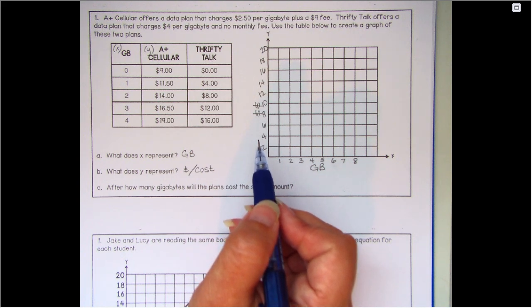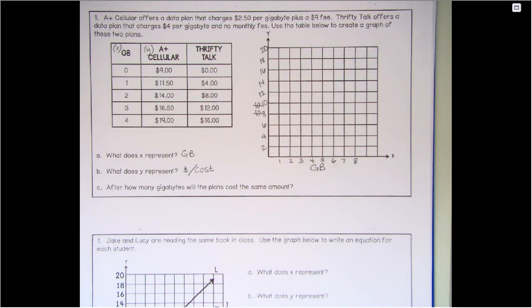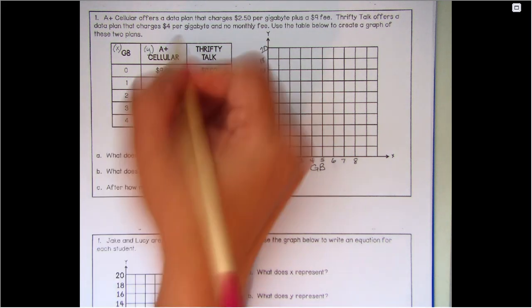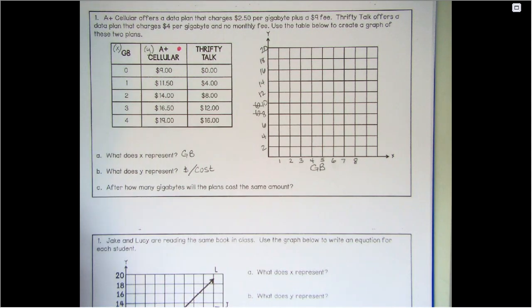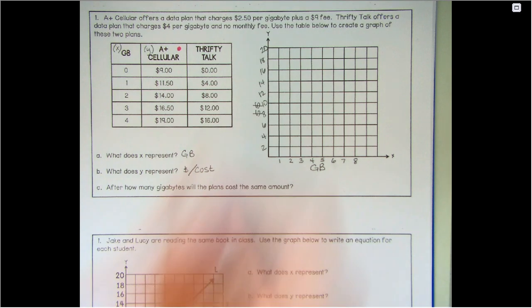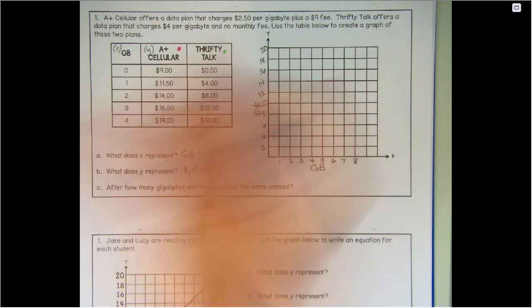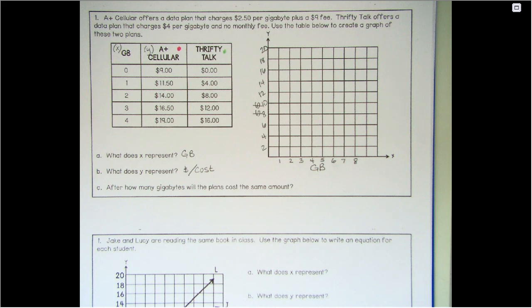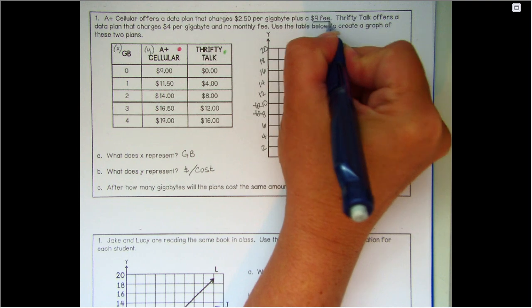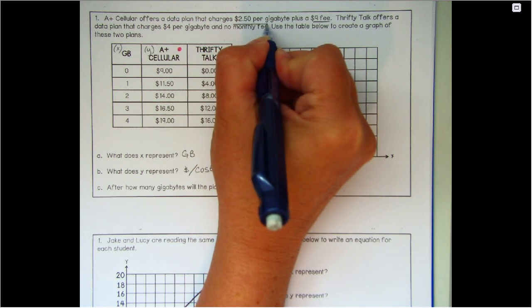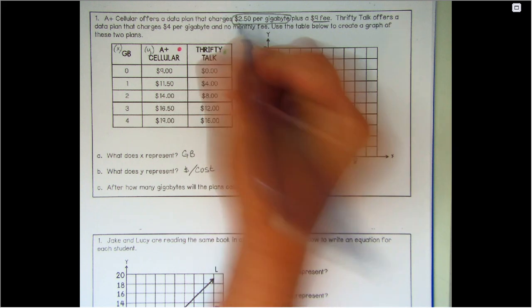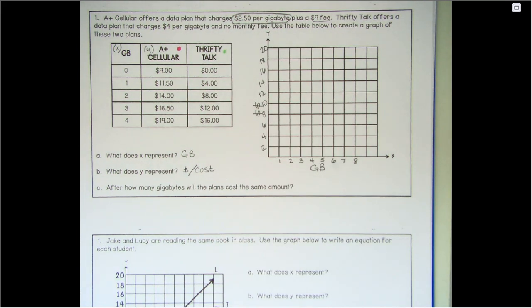So I want to graph these and look at the differences. I'm going to use a red color for that one and a green color for this one once I get them graphed. So let's take a look at A+ Cellular. It says that I have a $9 fee and $2.50 per gigabyte. That would also help me write an equation, but we're not going to do that right now.